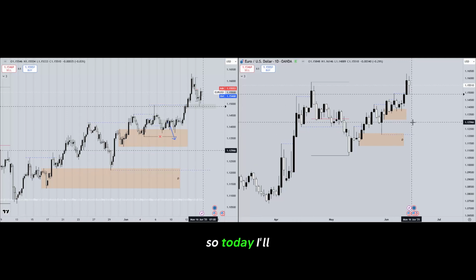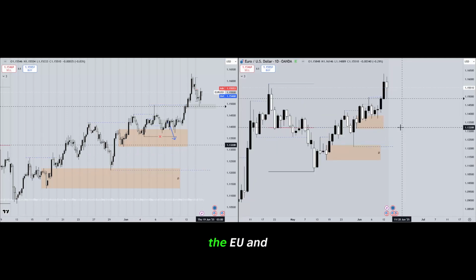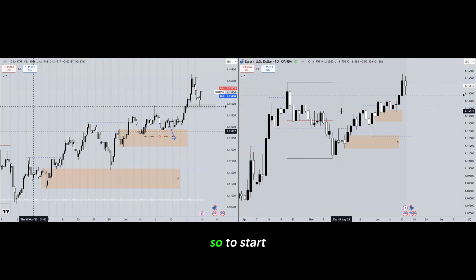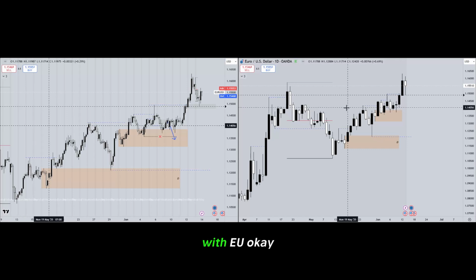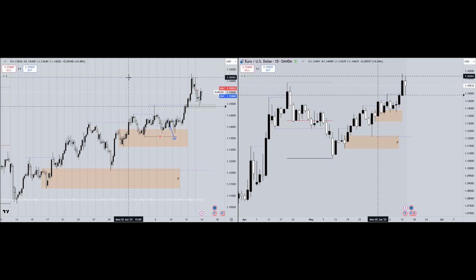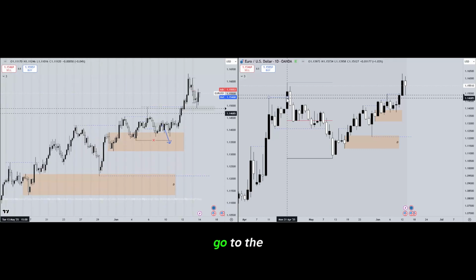So today I'll be going through the EU and GJ, and I will identify what happened throughout the week. To start, we'll go through the EU first and then we'll go to the GJ.